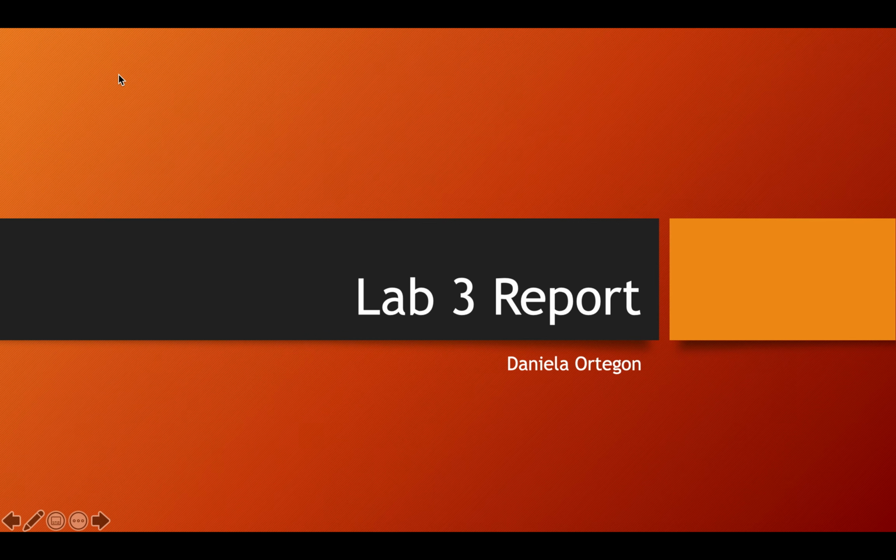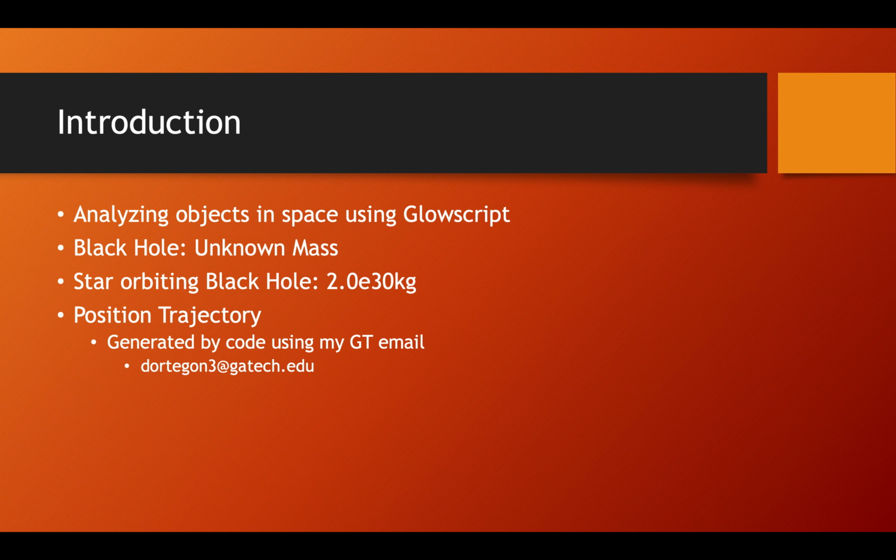This is my Lab 3 report. So in my Lab 3, we're going to analyze different objects in space using GlowScript. We have a star orbiting a black hole of unknown mass located at the origin. We know that the star has a mass of 2 times 10 to the 30th kilograms.